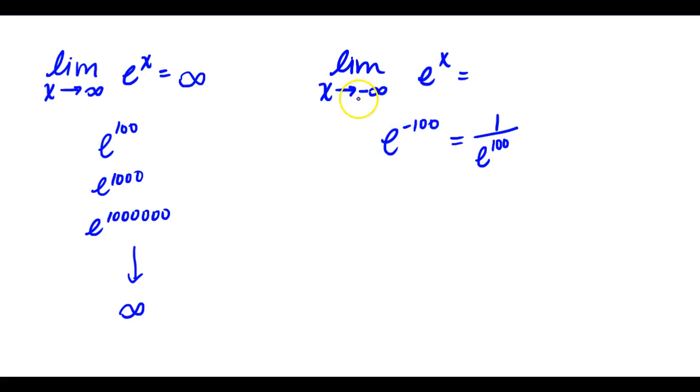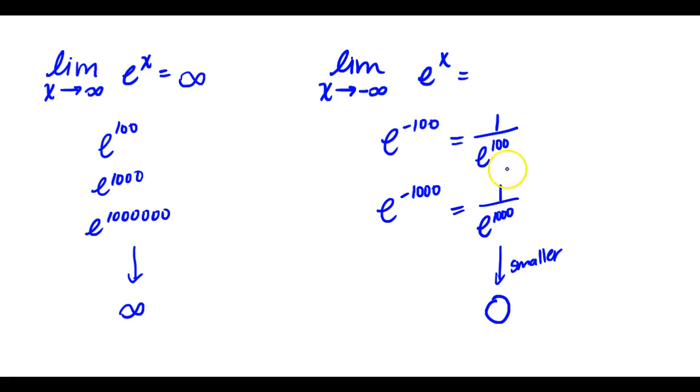So what happens if I continue to plug in bigger negative values? So e to the negative 1000 or more negative. So e to the negative 1000 is 1 over e to the 1000. So e to the 1000 is an even bigger denominator than e to the 100. So this number as a whole is smaller than this number. So what's happening is that these are getting smaller, and in fact, they're getting closer and closer to 0. So remember, when the bottom grows bigger faster, then the whole term goes to 0. So this limit is actually 0.